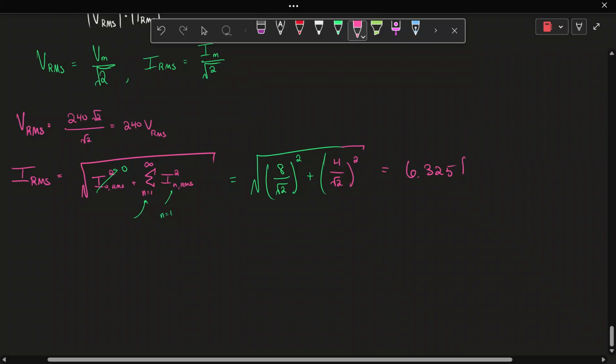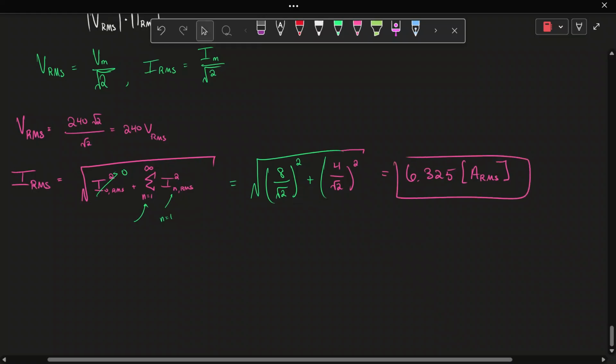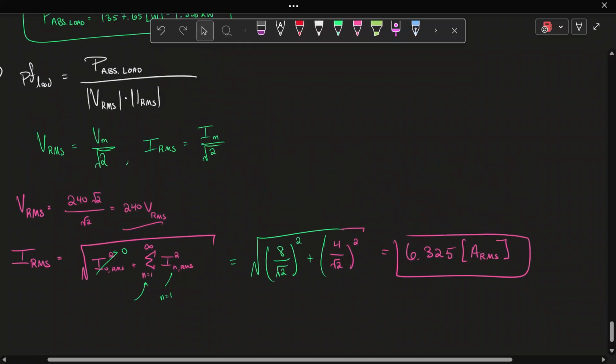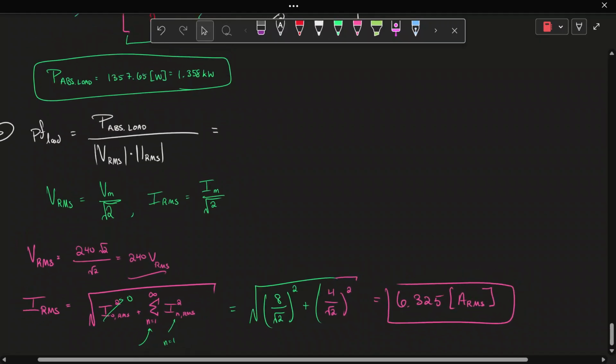And this is going to be in amps RMS. Okay, but we're not done yet. We found VRMS, we found IRMS. But now we have to come back here and plug it into the equation.